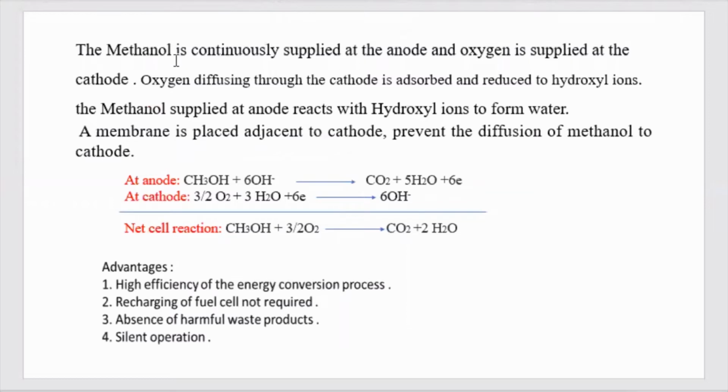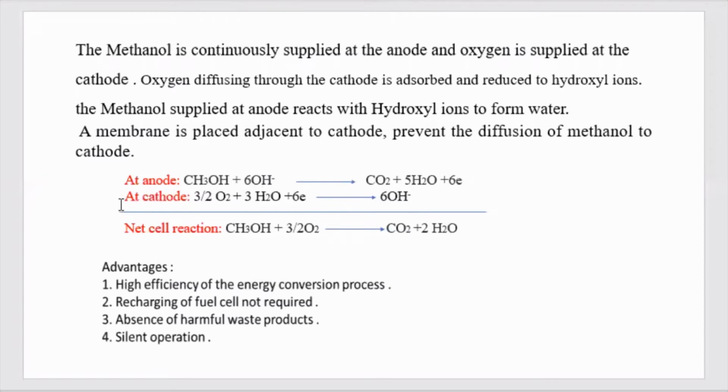The working process involves the supply of methanol at the anode and oxygen gas at the cathode. Oxygen diffusing at the cathode electrode is reduced to hydroxyl ions. These hydroxyl ions react with the methanol supplied at the anode to form carbon dioxide and water, releasing the electrons. These electrons are taken to the external power supply.